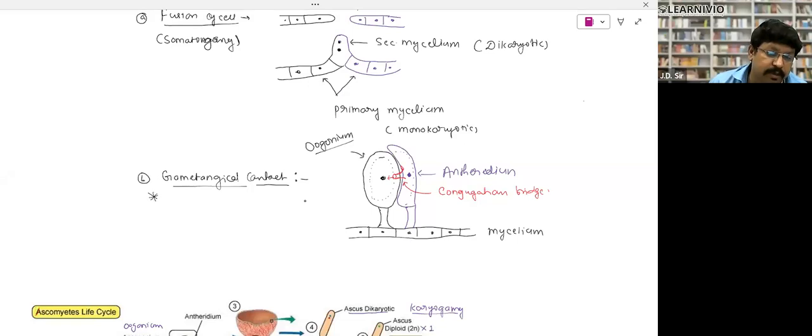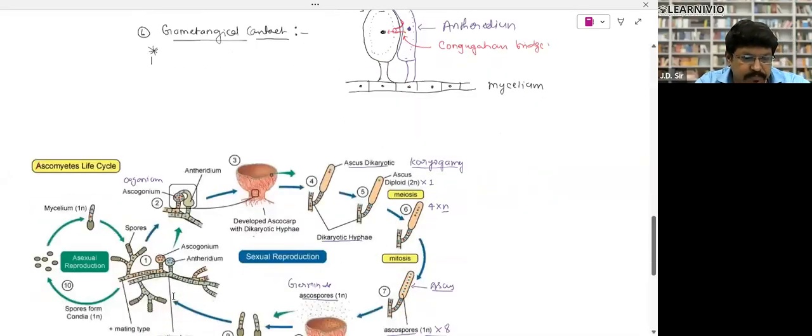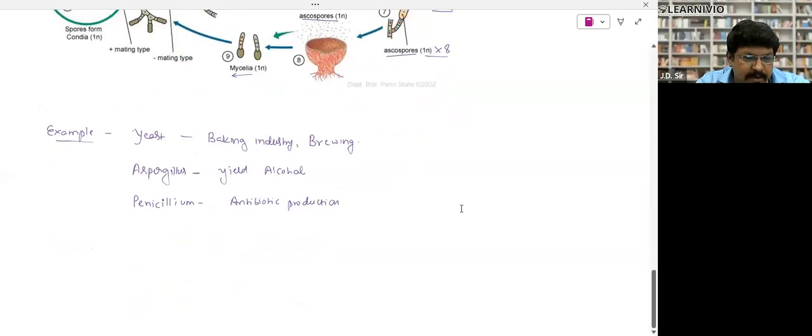It is important. In gametangial contact, there is one antheridium and one oogonium. Again, there will be a conjugation bridge. They will insert the nucleus and reproduction will take place. Yeast is an example which is used in the baking industry or brewing industry. Aspergillus yields alcohol. Penicillium is responsible for the production of antibiotics. So you have to remember the examples.